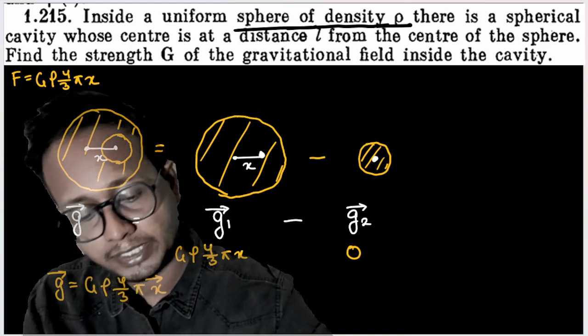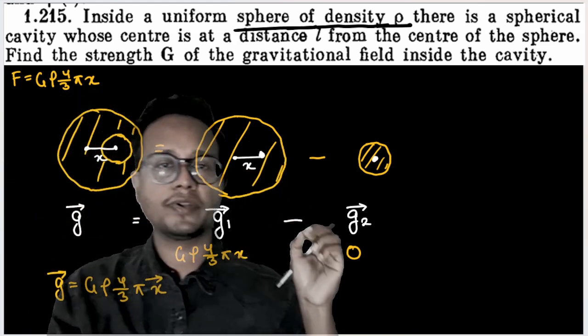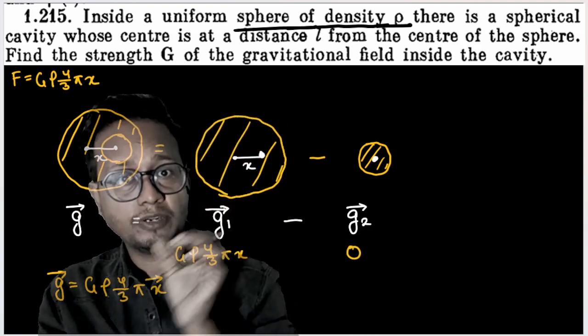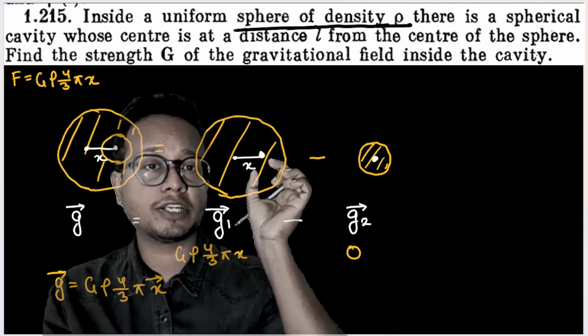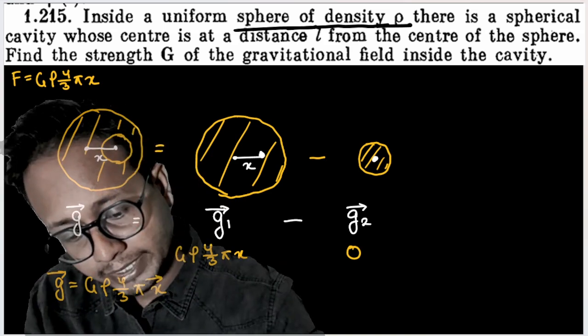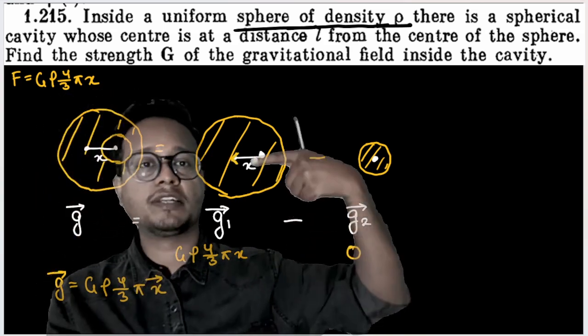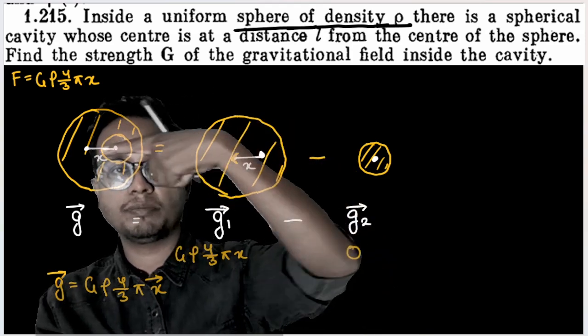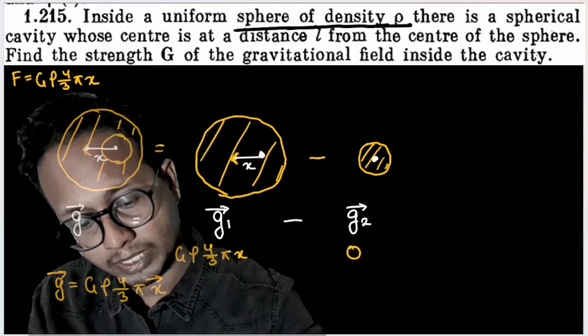Okay, where x is the distance from the center of the sphere to the center of the cavity. Now note one thing: the direction of the gravitational field will be in the direction of x. So if this is the x vector, the direction of the gravitational field would be this side, towards the center, isn't it? The direction of the gravitational field would be along the direction of the x vector.